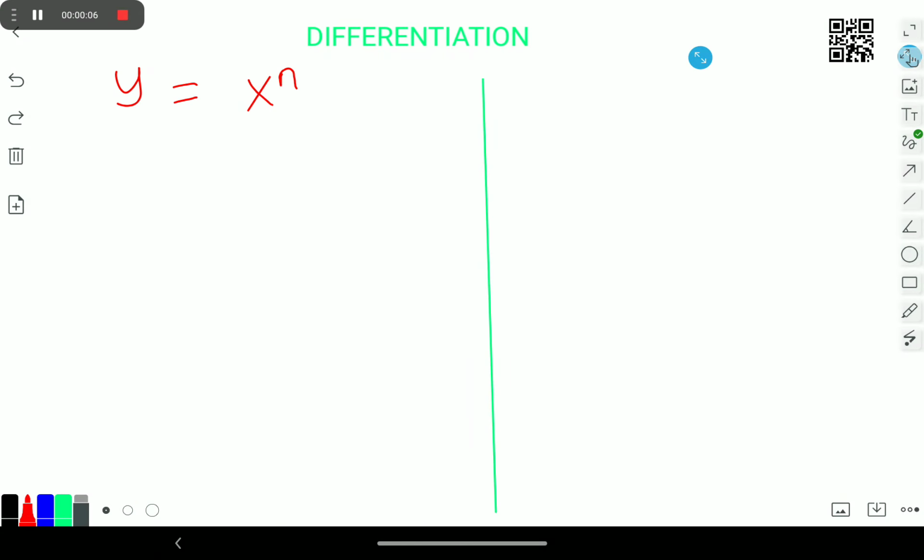In this video we are going to look at differentiation and cover almost every part under differentiation. By the end of this video you'll be able to answer almost every question that involves differentiation. Now let us look at this.